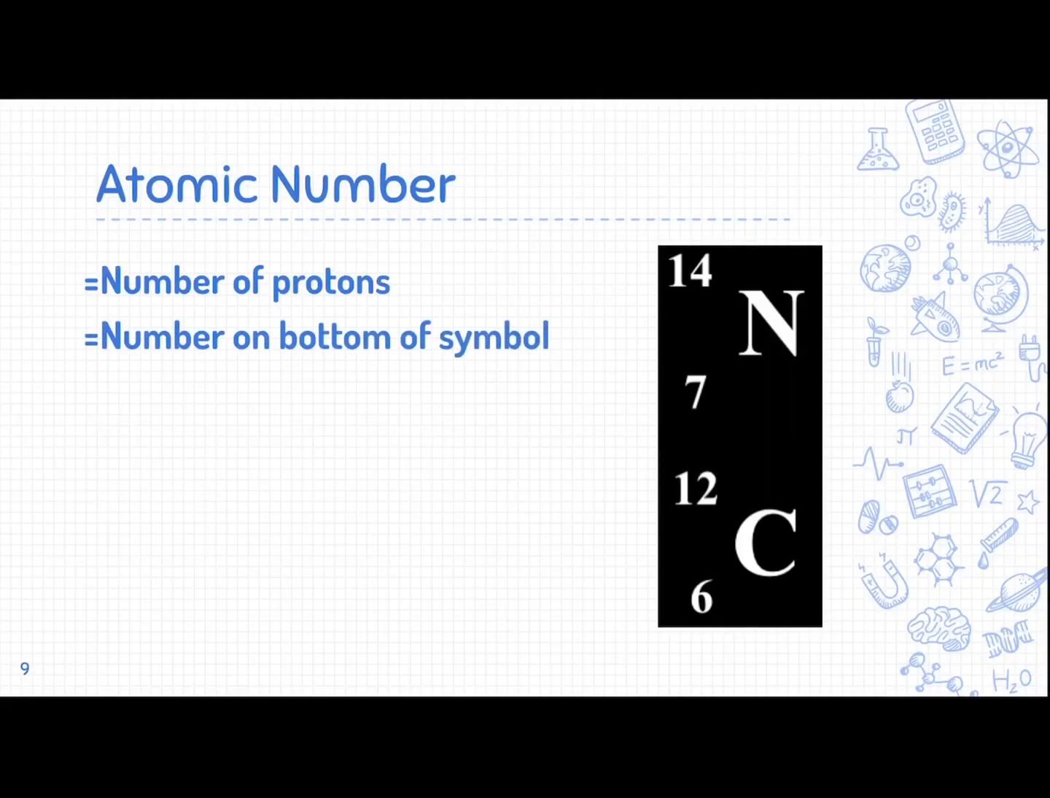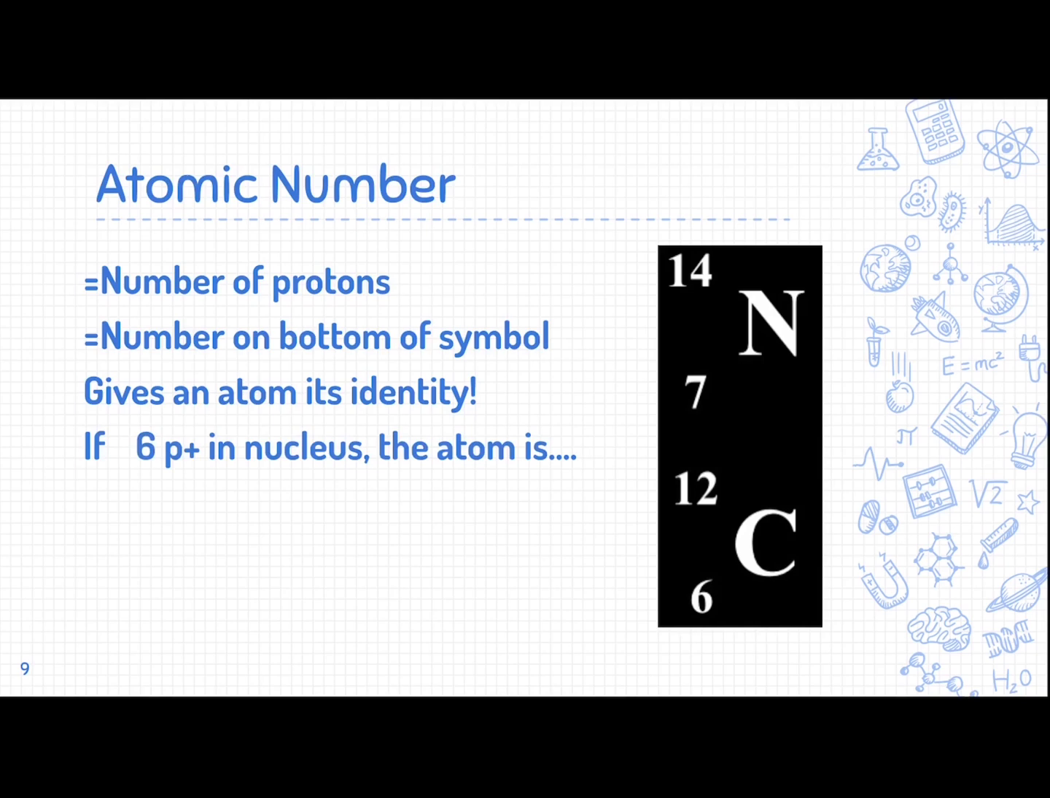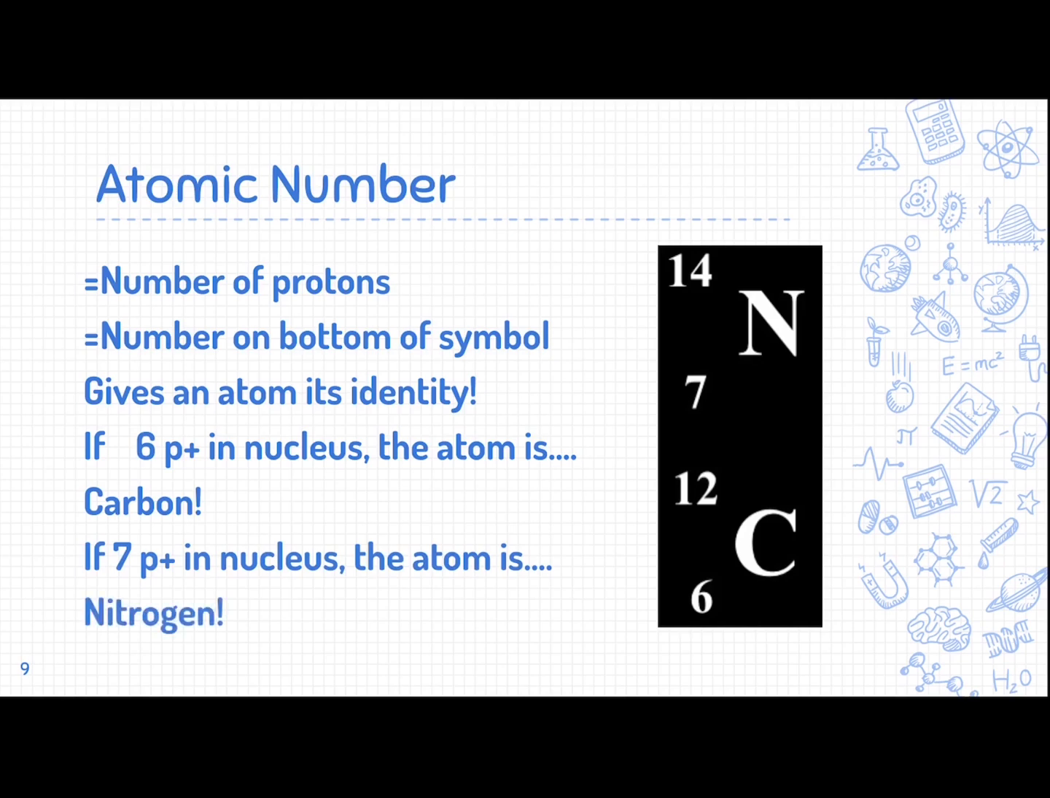Okay, so again, atomic number is going to be equal to your protons. On this type of symbol, it's that bottom number. So in this case, 7 and 6. It gives the atom its identity. If there's 6 protons in the nucleus, that's a carbon atom. If there's 7 protons in the nucleus, that's a nitrogen atom. So just pay attention to that bottom number on these symbols. That's going to be telling you what element it is.